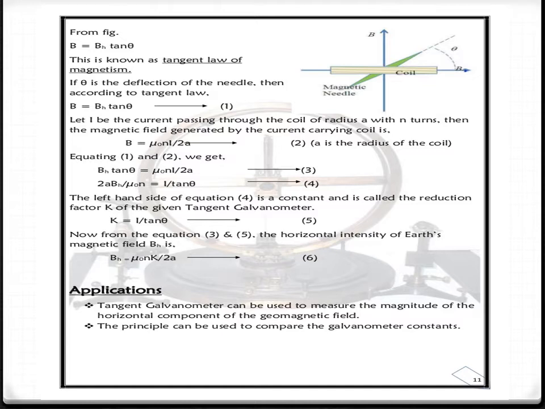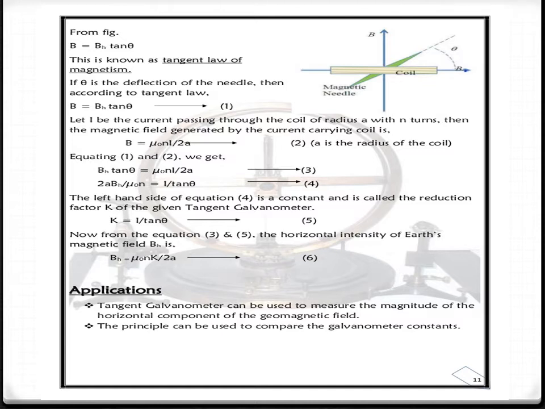Now we can equate equations 1 and 2. So mu naught n I by 2r is equal to BH tan theta. Now solve it. So BH is equal to what we will get? BH equal to mu naught n I by 2r times 1 by tan theta. Do you understand? Right?